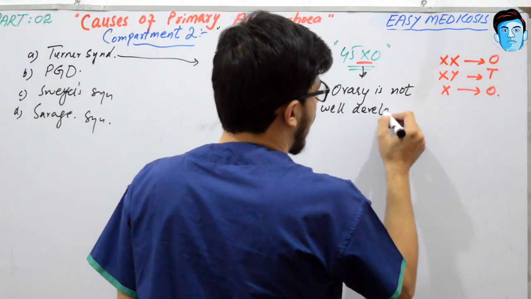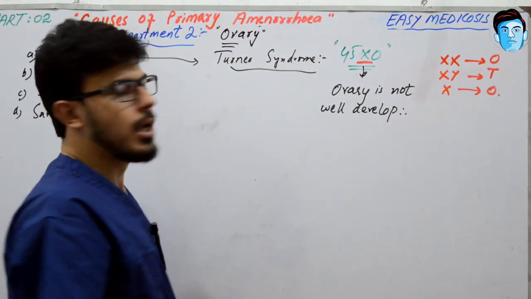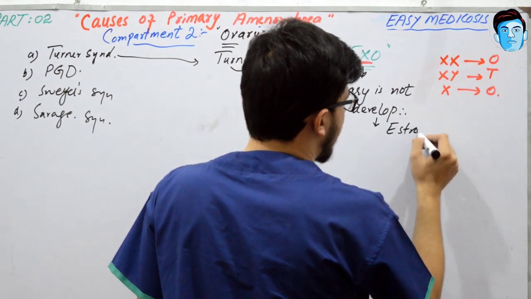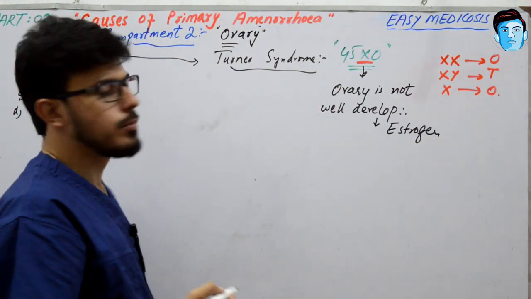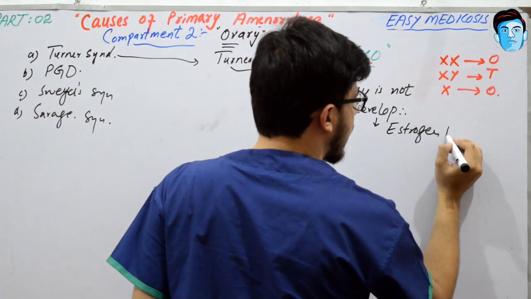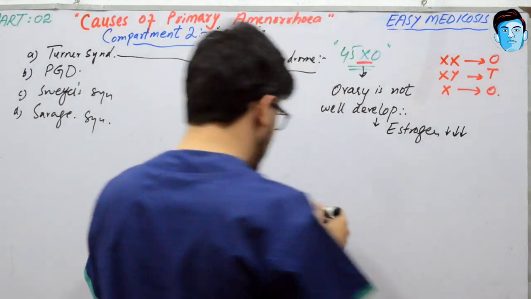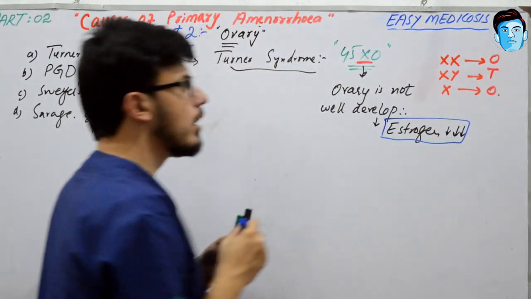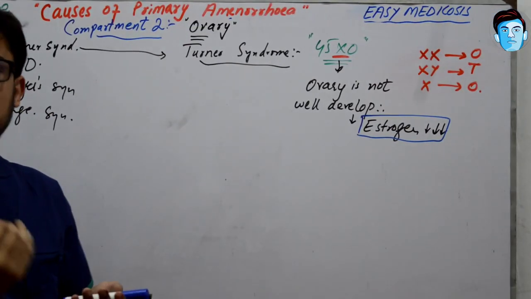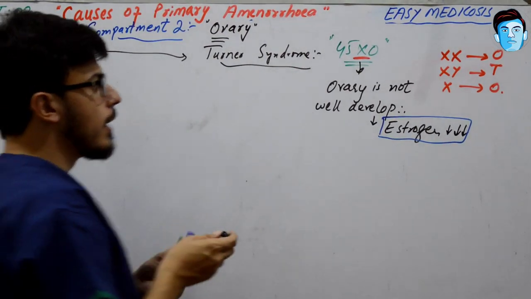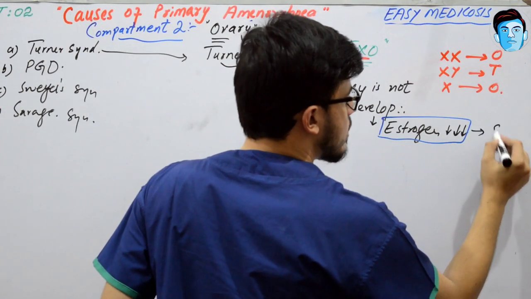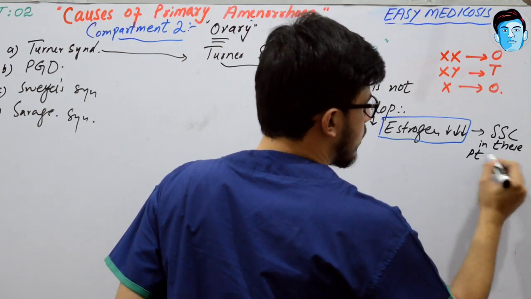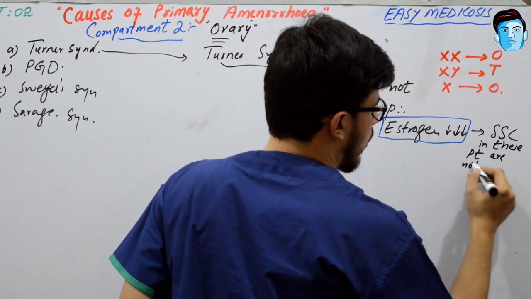Now, look, if the ovary is not well developed, it means the ovary releases less estrogen. So the estrogen level will decrease; it is not adequate. And since estrogen is responsible for the secondary sexual characteristics, with a low estrogen level, the secondary sexual characteristics in these patients are not well developed.